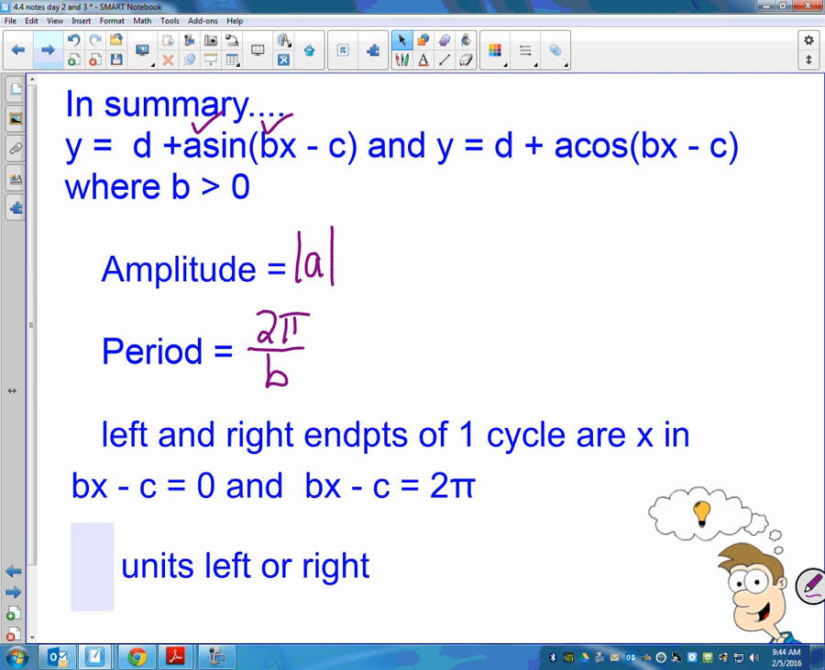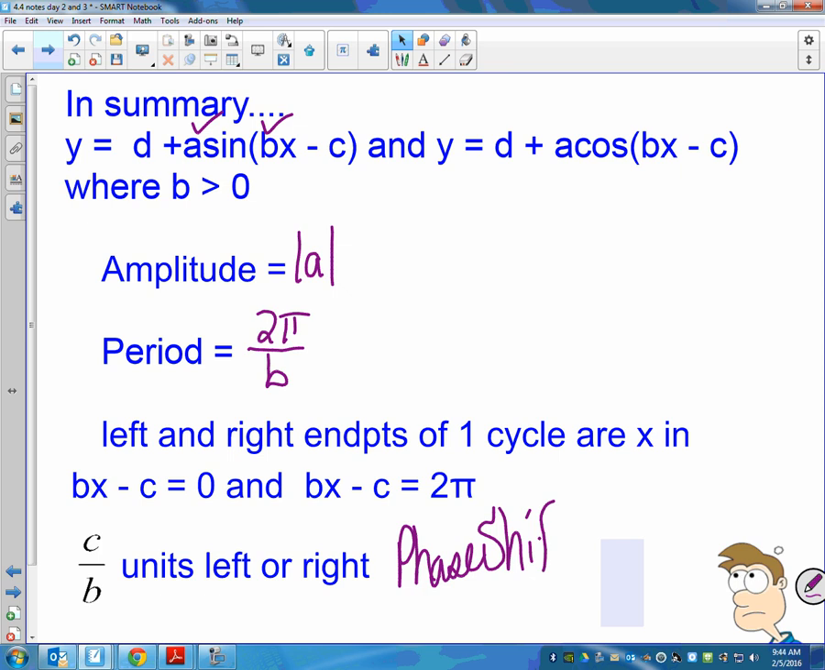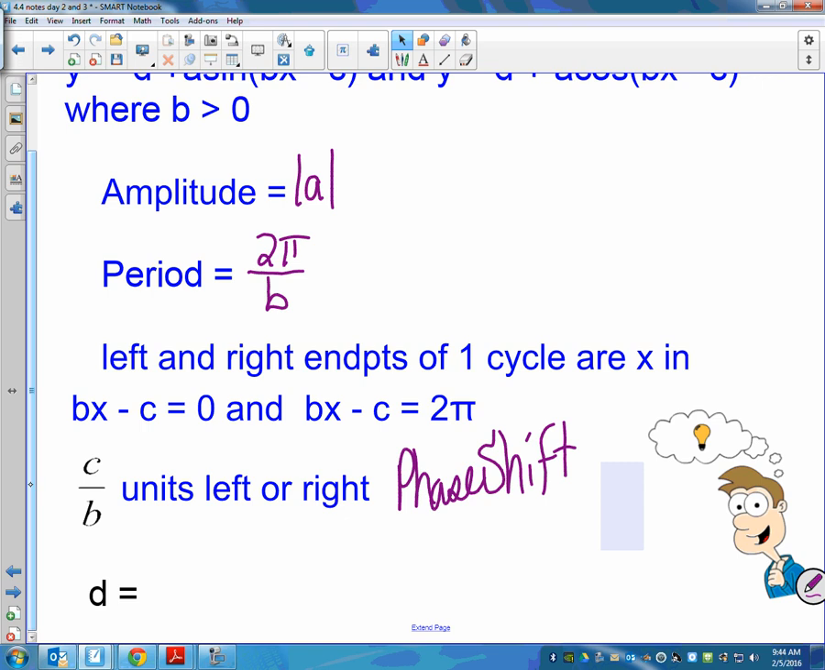We can talk about the left and right endpoints of one cycle if there's a c value, right? So instead of starting at 0, we'd have to start at c over b. This is your phase shift. You can write that again. And then your book actually never mentions what d is, because there's no special word for d. D still always means the exact same thing that it has meant. If you add or subtract a number outside of a function, it's just going to translate your graph up or down. But I like to throw that in there, that d is a vertical shift or vertical translation.